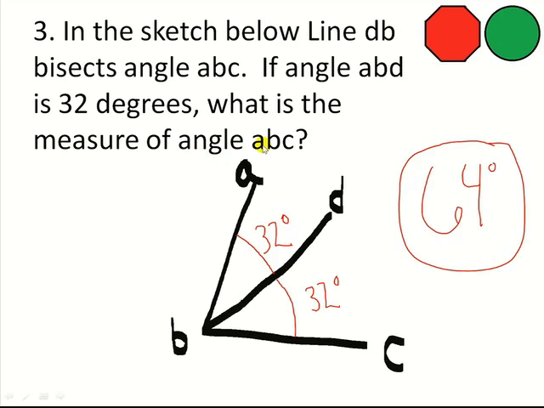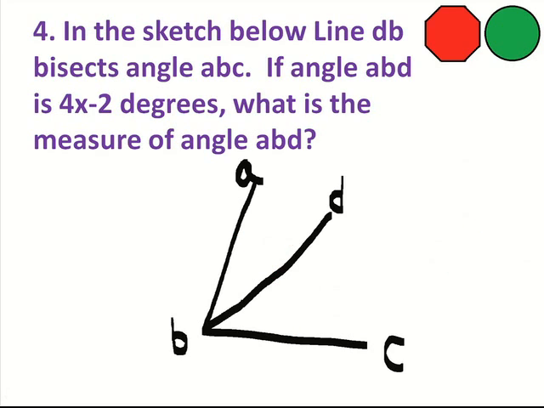Well, if this is 32 degrees and this is the angle bisector, then this also is 32 degrees. 32 plus 32 is 64 degrees. If you got 64, you're doing it right. Alright, number 4, click on the stop sign, see if you can solve this.